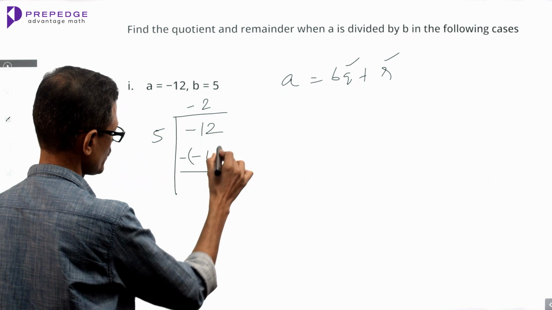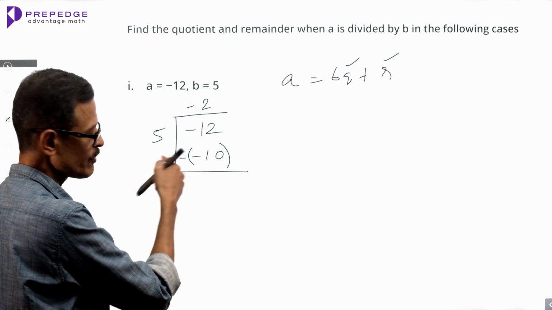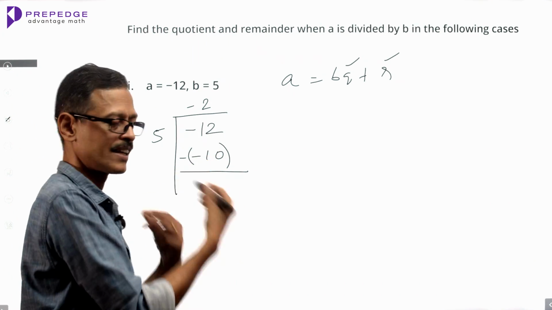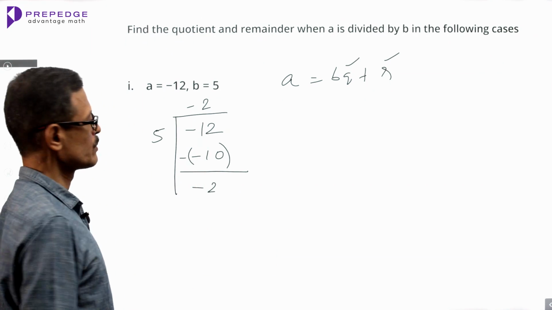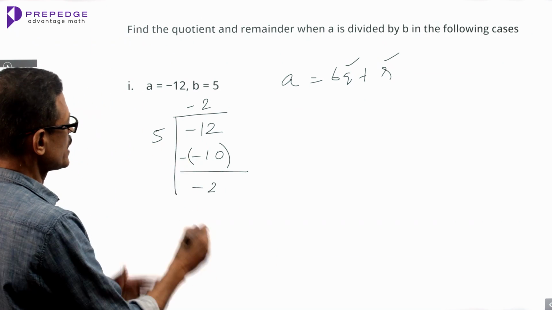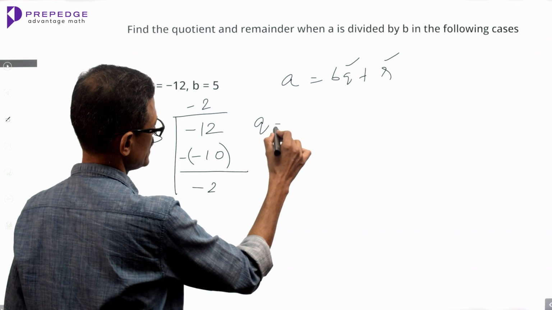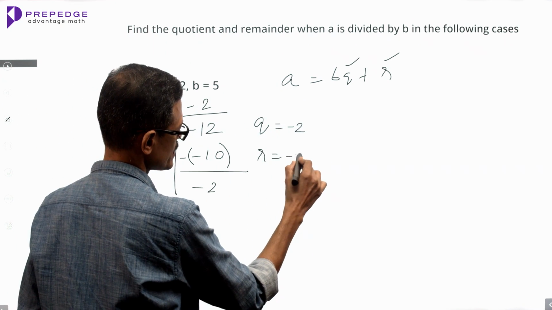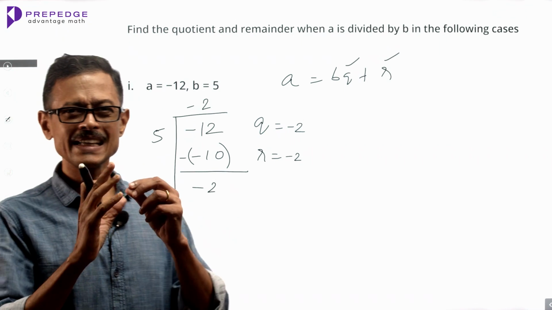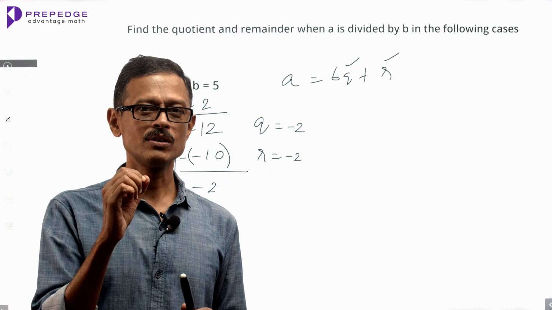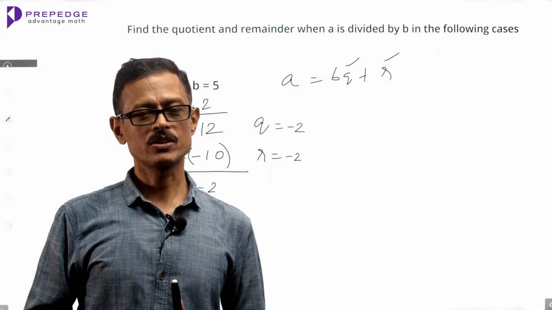So we are going to subtract this. What do we get? -12 minus of -10, which is -12 plus 10, which leaves us with an answer equal to -2. So what have we said? Quotient is equal to -2. Remainder is equal to -2. Mathematically it is not wrong, but we have said what the remainder should be. Remainder should be values which are positive or 0.